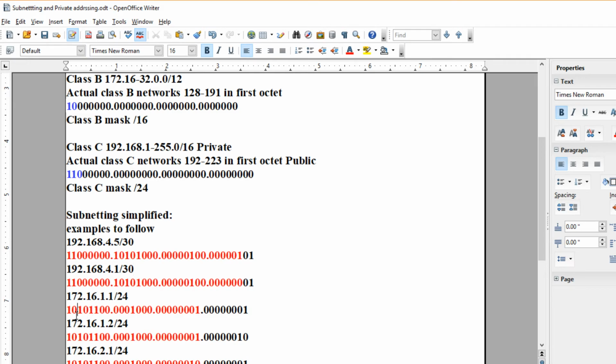So what we look at here is that these bits are all the same. These host bits are changing, they are different, but these two hosts are on the same network. And then if you look at the third network here, because the actual bit in the network range changed, it's on a different network.